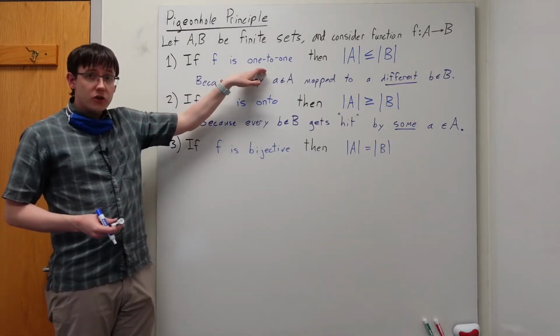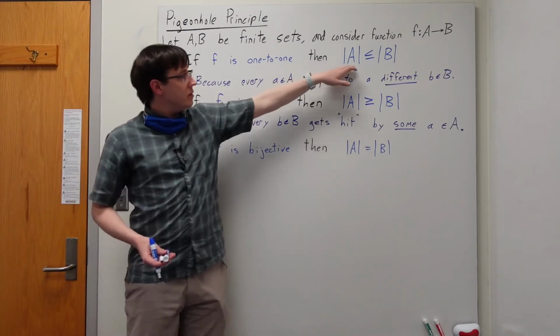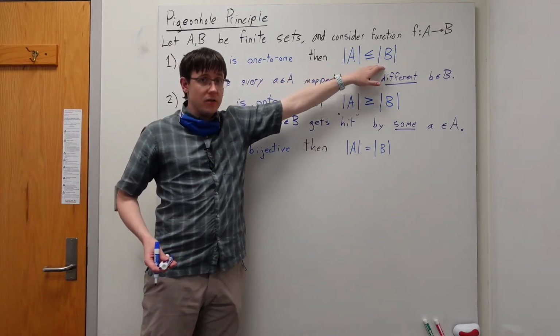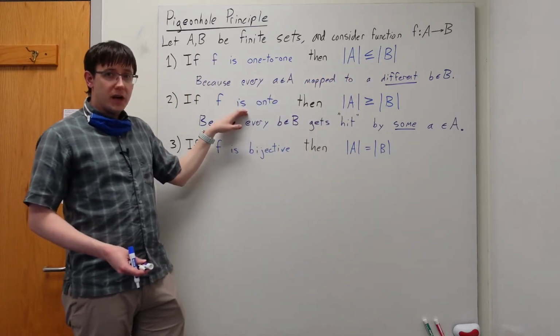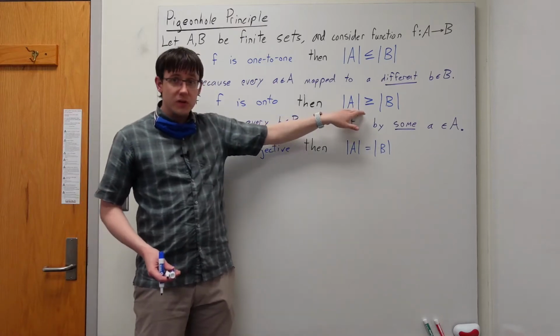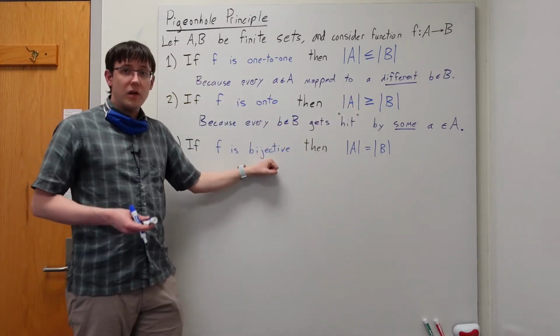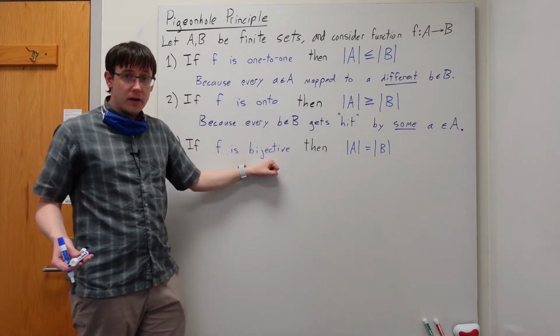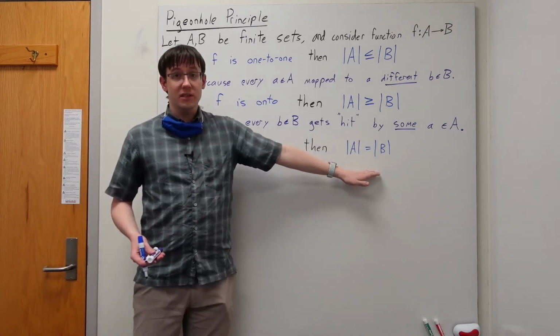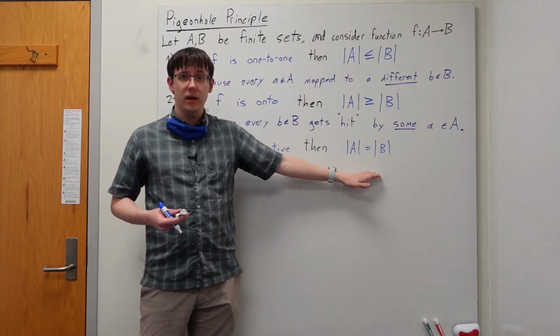And if the function being 1 to 1 means the output set is at least as large, and the function being onto means that the input set is at least as large, then if the function is both 1 to 1 and onto, we can conclude that the sets have the same cardinality.